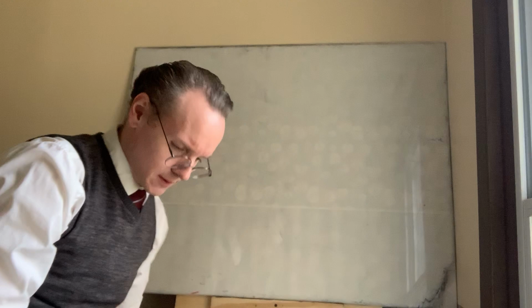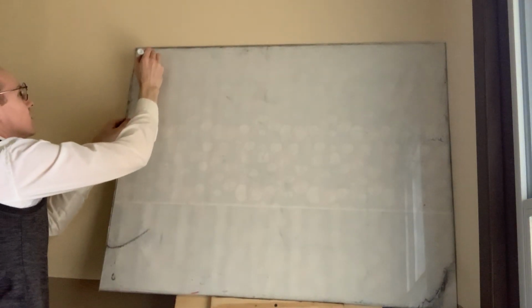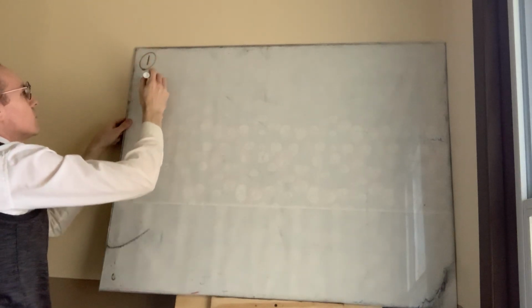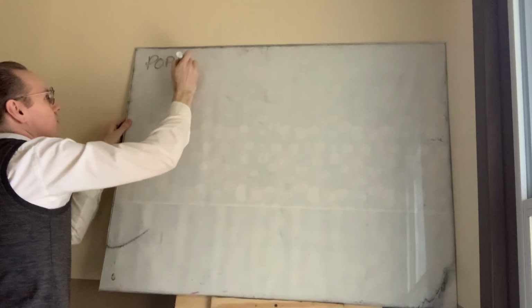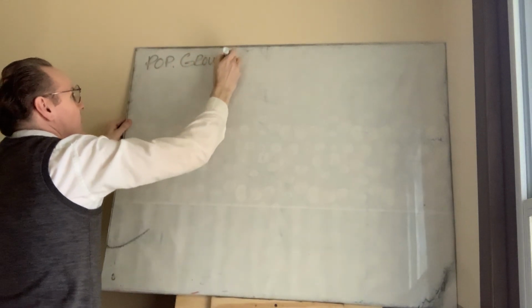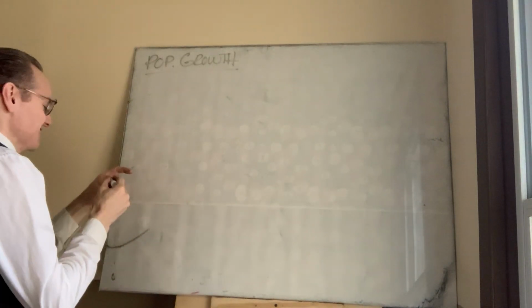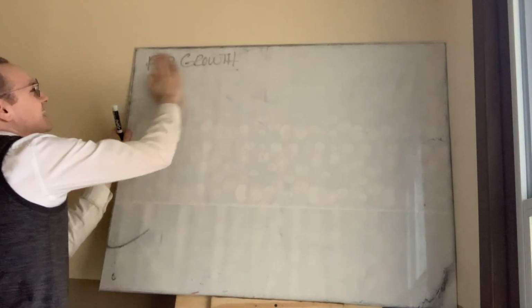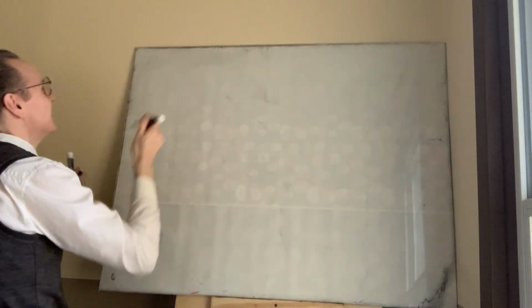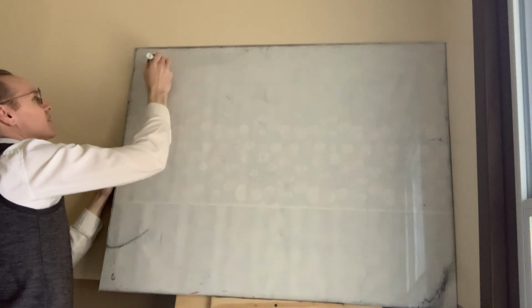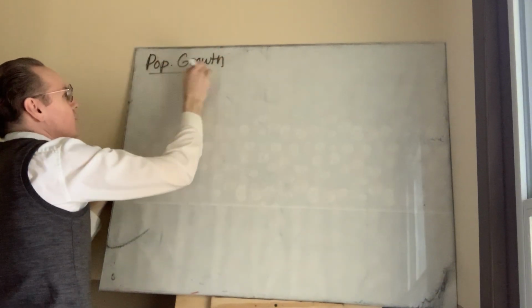Step 1, I'll label it, population growth, in faint marker. Sorry, I'm being anal retentive again. Population growth of fruit flies.